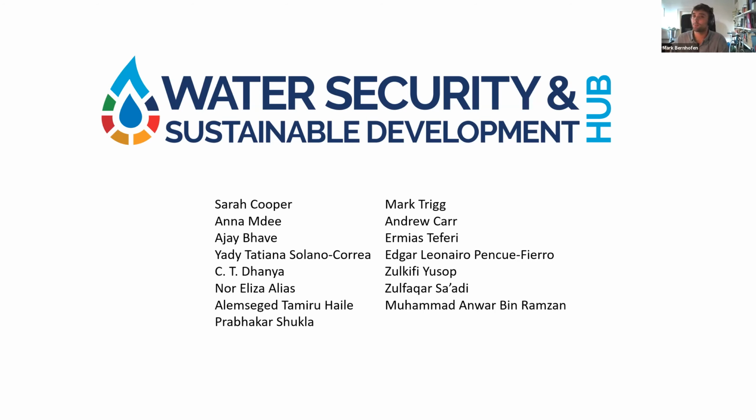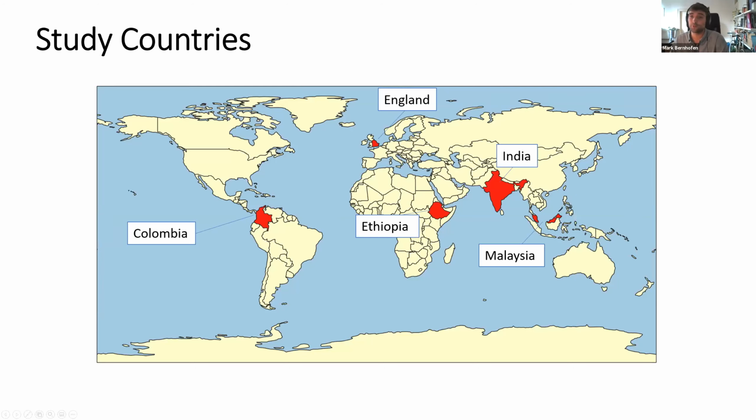So this project is part of the larger Water Security and Sustainable Development Hub, which connects a number of different organizations and academic institutions in 5 different countries to tackle challenges related to water. And these are the 5 countries which form the Water Hub: Colombia, England, Ethiopia, India, and Malaysia. And it's in these 5 countries where we'll be exploring the use of global data sets for flood risk management at national scales.